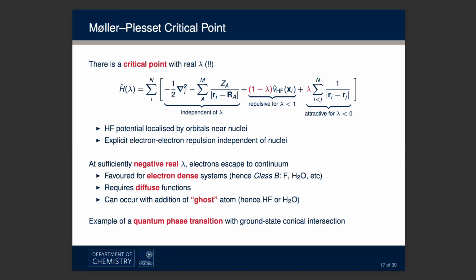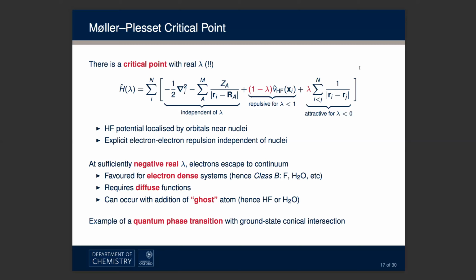And eventually there's going to reach a point where it becomes favorable for the electrons to escape from the nucleus and instead form a cluster of electrons away from the nucleus. And in this case, they have no repulsive energy from the Hartree-Fock potential and a completely favorable bound cluster attraction from this 2-electron interaction. So the important thing to recognize is that this can only occur if we give the electrons somewhere to go.